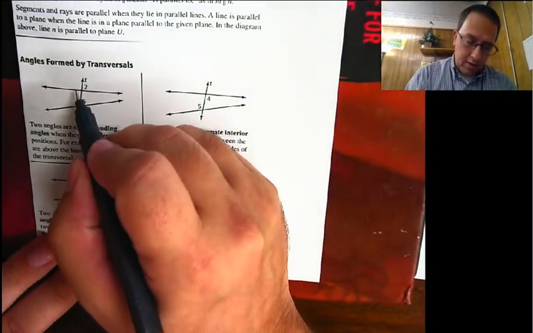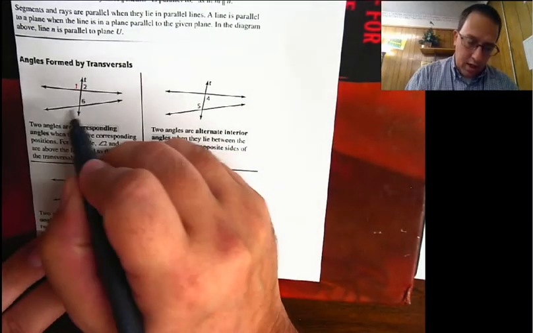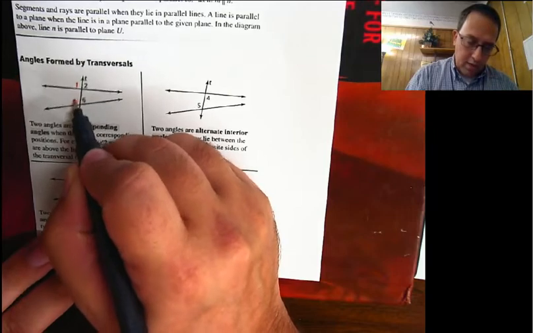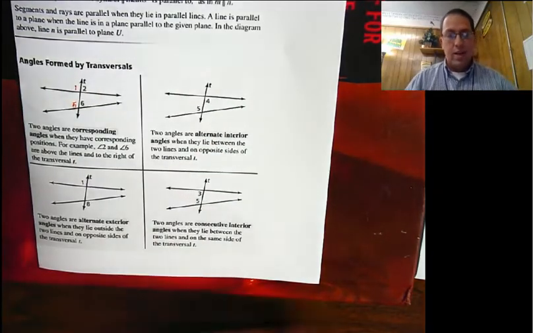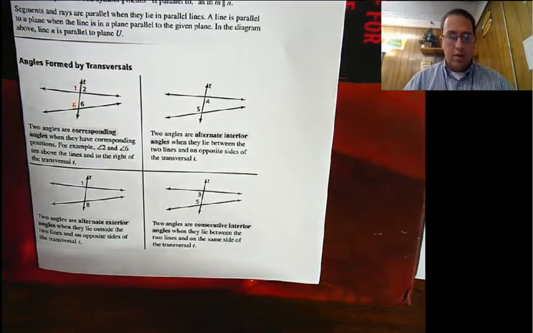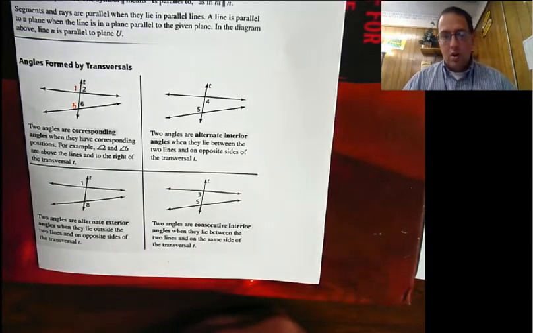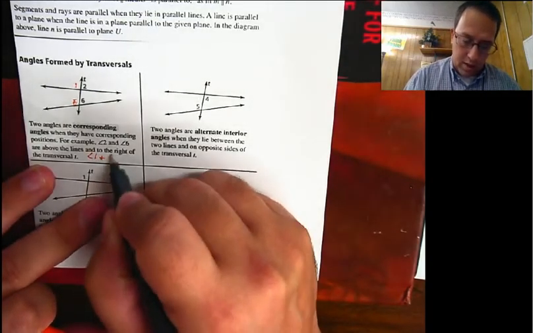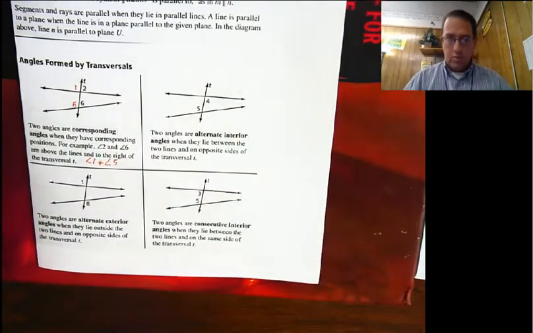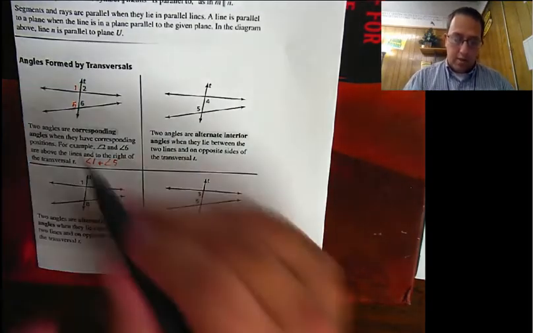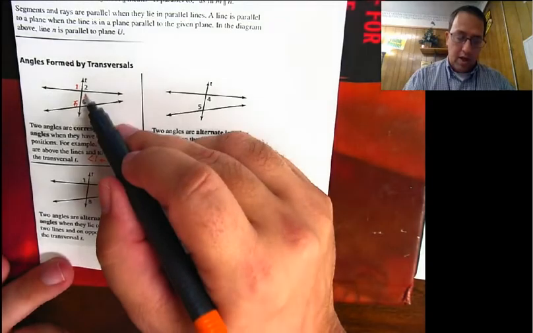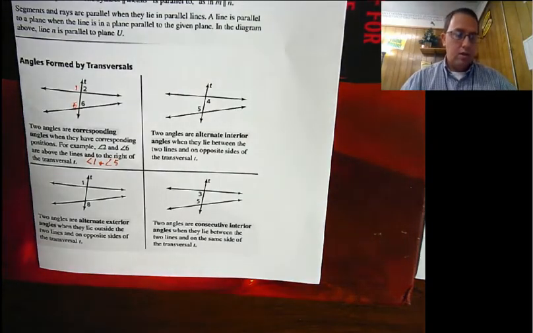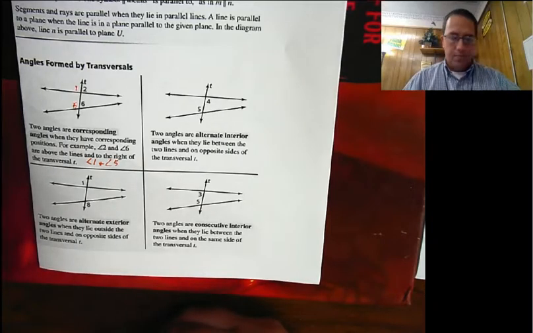Also, I could have, for example, angle 1 and angle 5, both in the top left position. So angle 1 and angle 5 are also corresponding angles. Okay, so I'm going to note that down. Angle 1 and angle 5 are also corresponding angles. The same could be said of 3 and 7 and 4 and 8, all corresponding. They are in the same position.